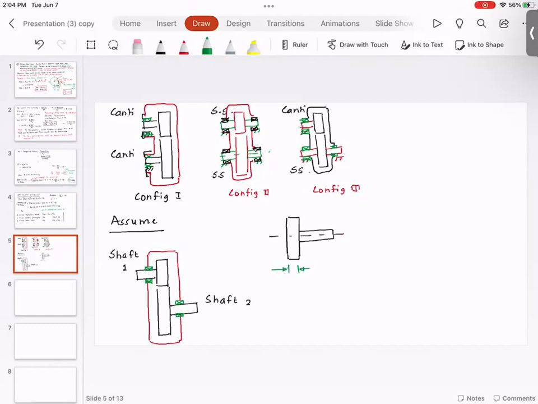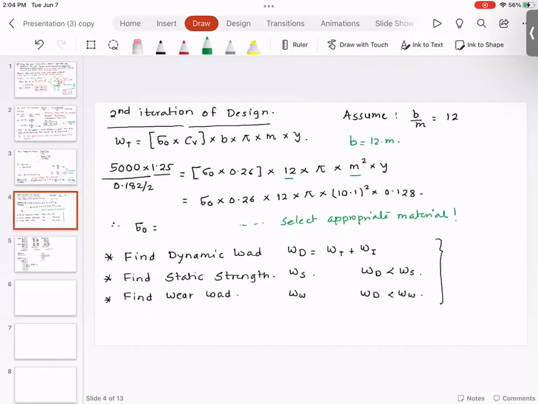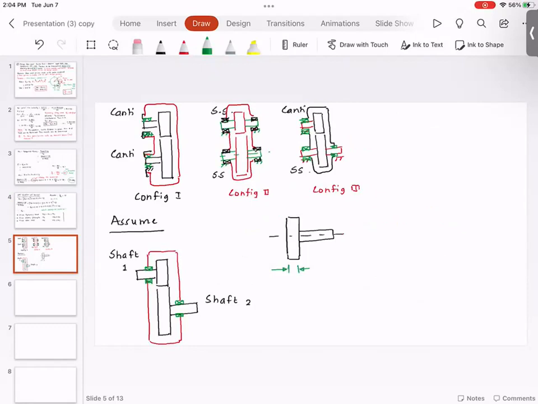This dimension is the width B. This B is 12 times M. M is about 10 and 10.1. So this is about 125 millimeters. So the width of the gear is 125 millimeters.